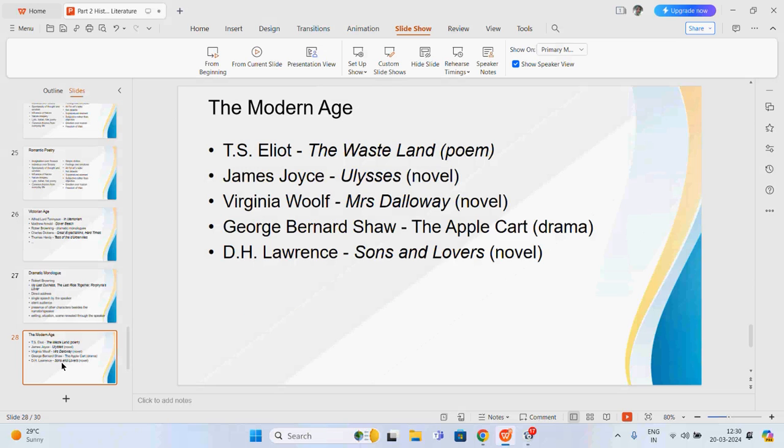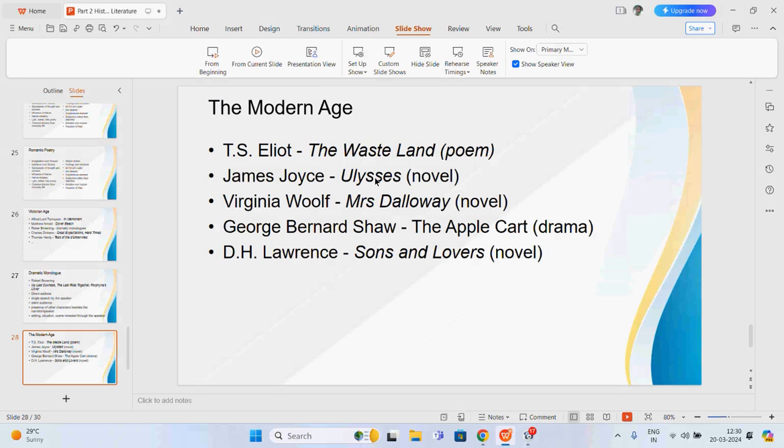Now, the history of English literature ends with the modern age. We are now in the contemporary age. The important writers of the modern age are presented on your screens. We have T.S. Eliot. I have used a poem by T.S. Eliot, The Wasteland. He also wrote a play, Murder in the Cathedral, an important play by him. James Joyce's novel, Ulysses. Tennyson wrote a poem named Ulysses. James Joyce wrote a novel named Ulysses.